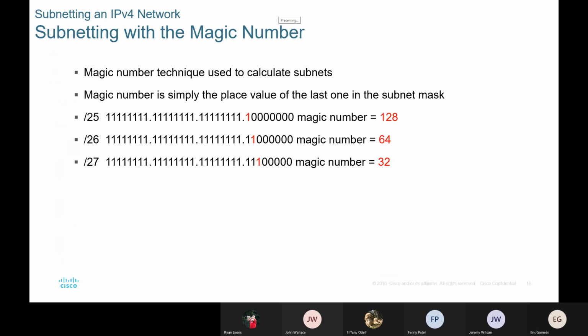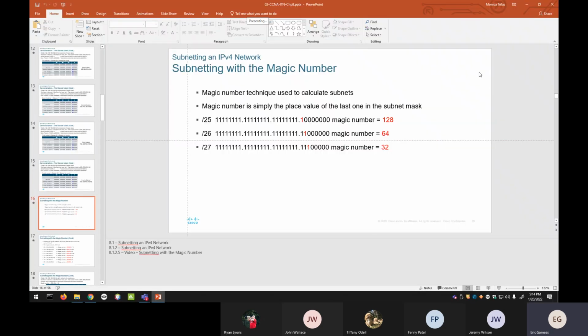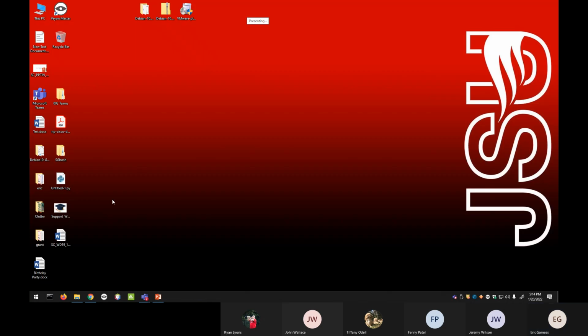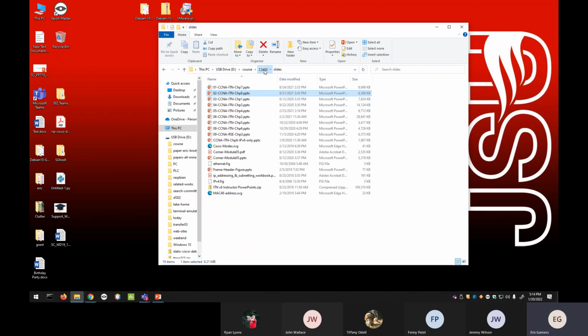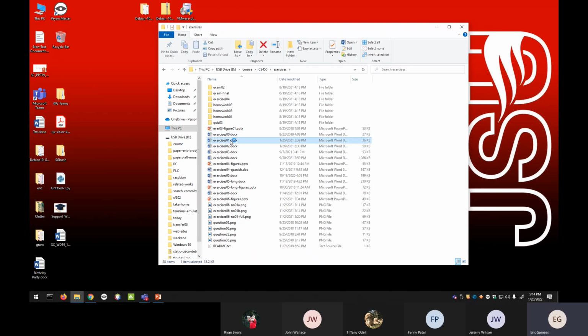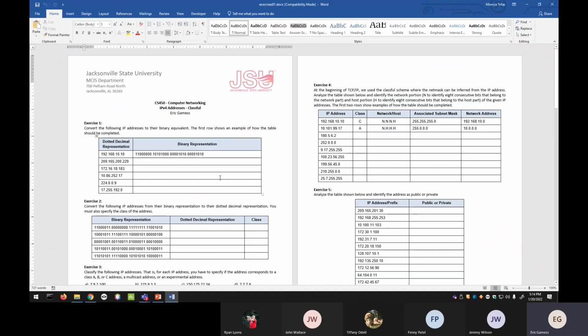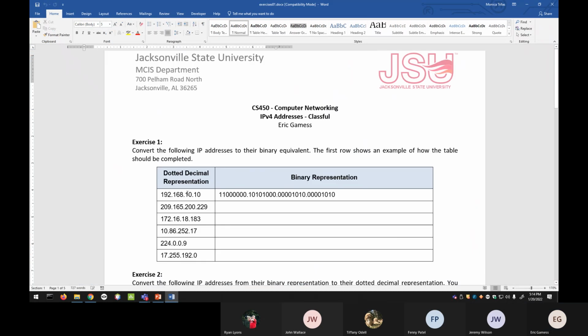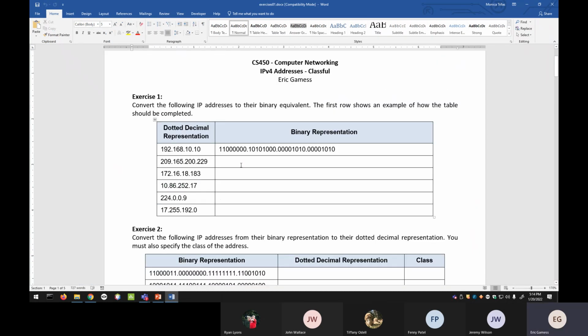Okay, that's it for the part of the theory that I wanted to see today with you. Let's now start doing some exercises. In Canvas, you will have the exercises that we are going to do. We are going to start with exercise 1. Convert the following IP addresses to the binary equivalent. First, I will show an example of how the table should be completed.